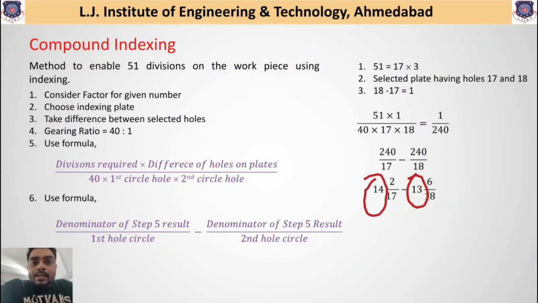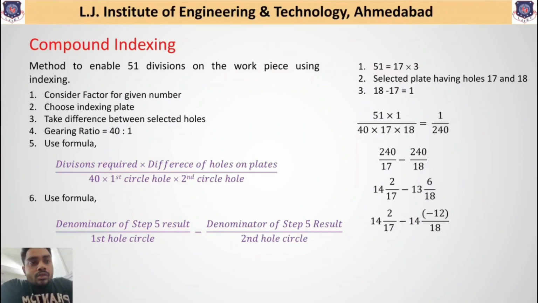So always try to convert this first part and try to maintain similar on both sides. So we will try to convert 13 into 14, and for that we are just using simple mathematical steps, and after converting that you will get 14 and 2 divided by 17 minus 14 and minus 12 divided by 18, because we are converting this value 13 into 14 for our calculation point of view or for our easier interpretation.